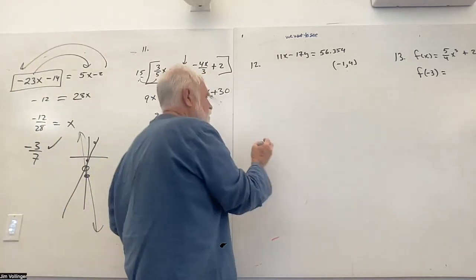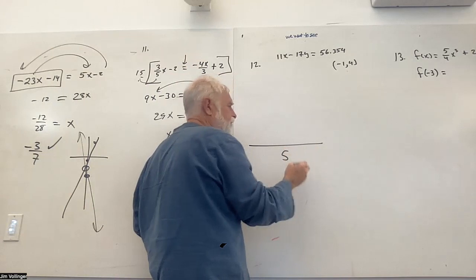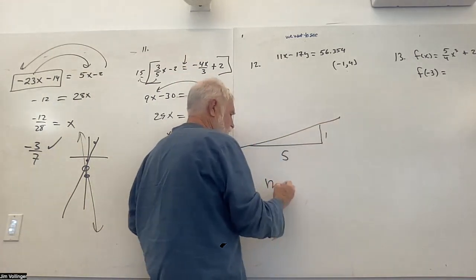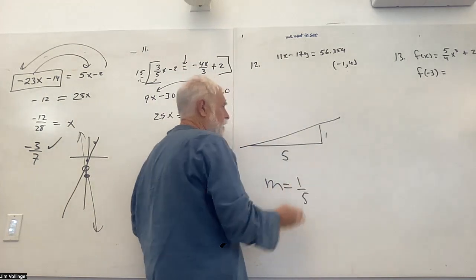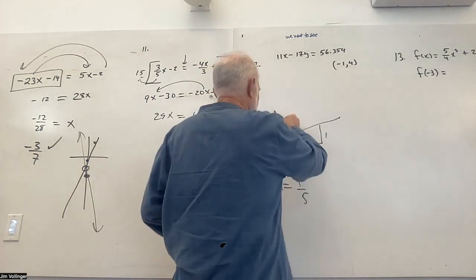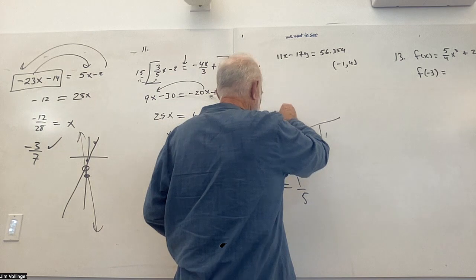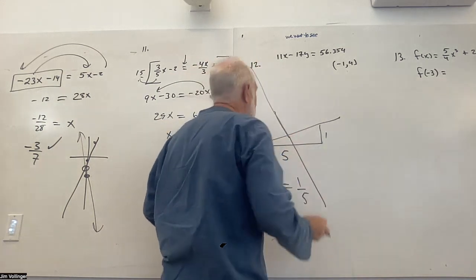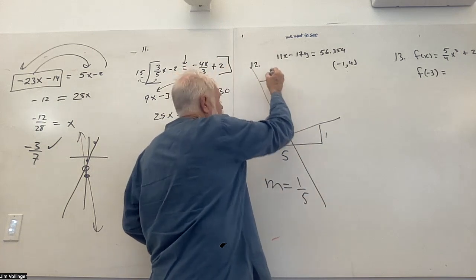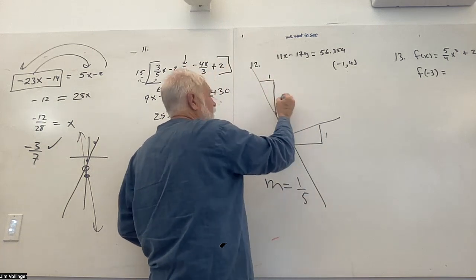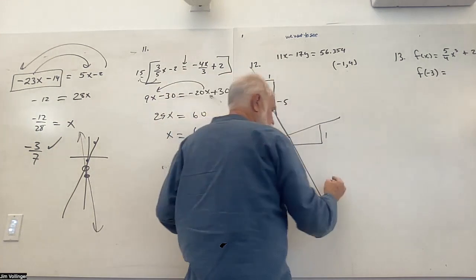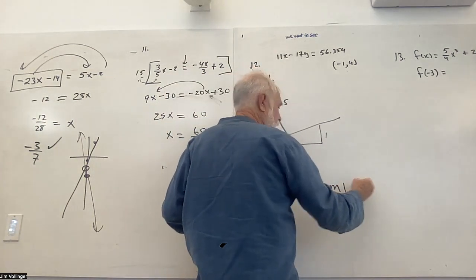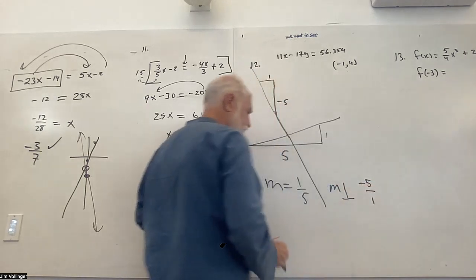All right, so perpendiculars, let's get a perpendicular. Let's say that's 5 units and that's 1. So that slope is 1 over 5. Let's draw a perpendicular. That's close, I think, I hope. And it sure looks like I'm going over 1 and down 5. So the perpendicular slope is down 5 over 1.